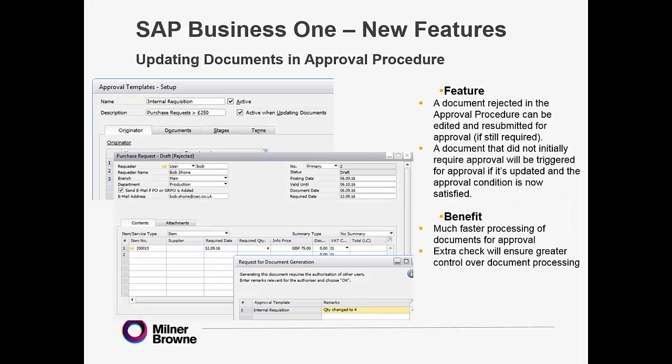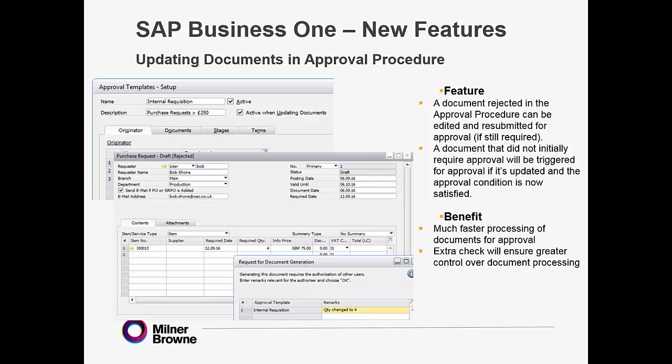Okay, well the next one, I think everyone who's worked with Business One for any length of time will be very, very pleased about indeed. The approval procedure in SAP Business One is obviously a very powerful feature, but one of the things that it's lacked up to now is the ability for you to go back and make changes to a rejected document. So what you had to do in effect was to create the document again with the changes in and go through the approval procedure that way. But in 9.2 we now have the ability to update a document that's been rejected, and then it can be resubmitted for approval if still required.